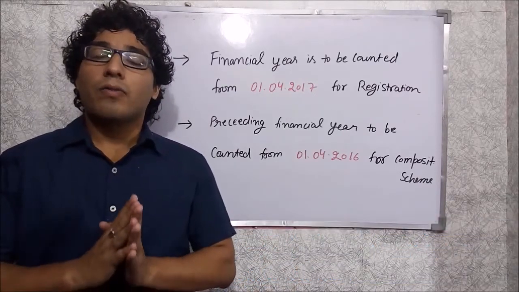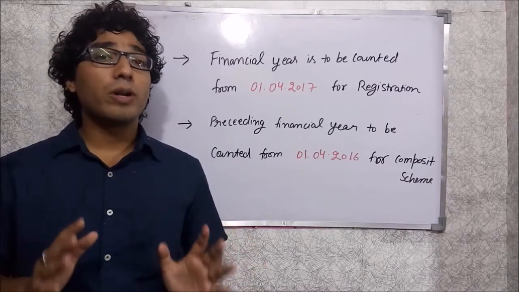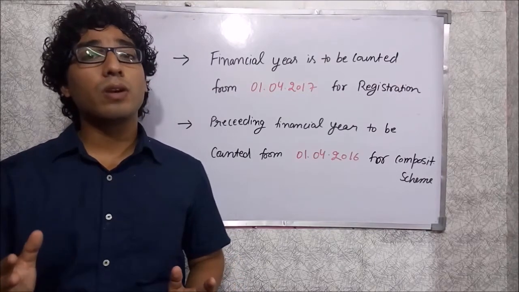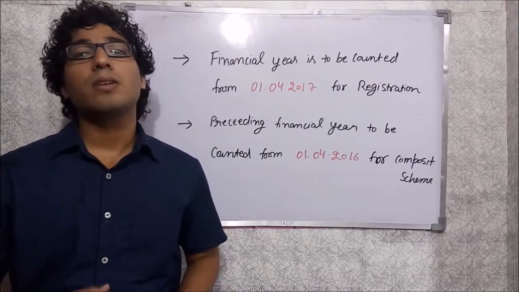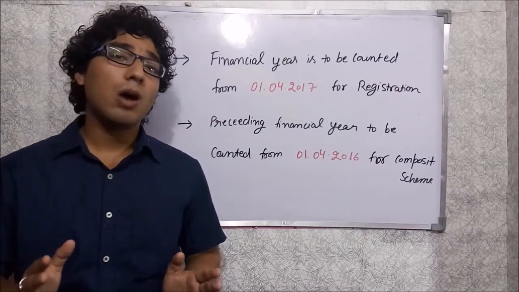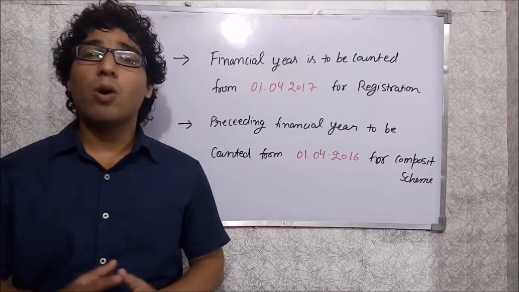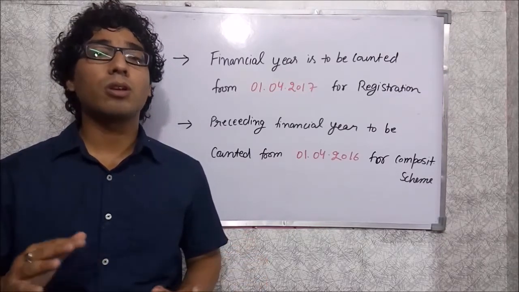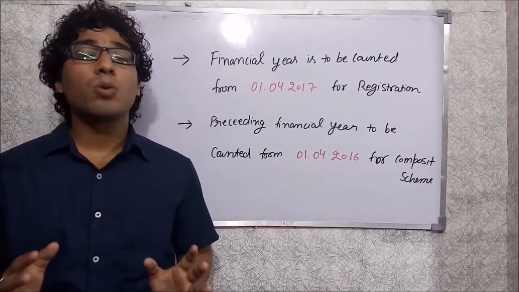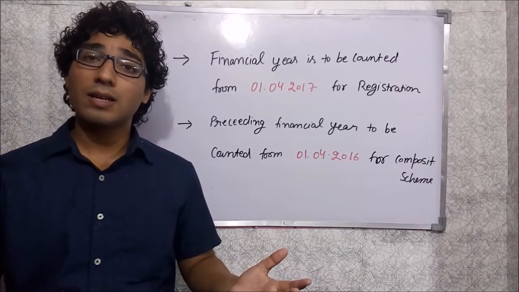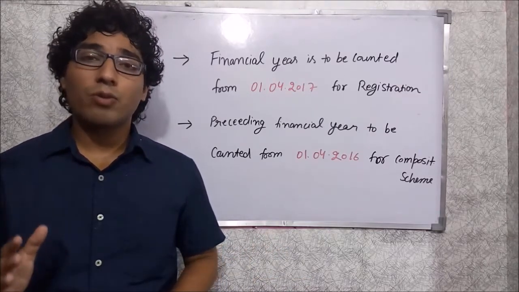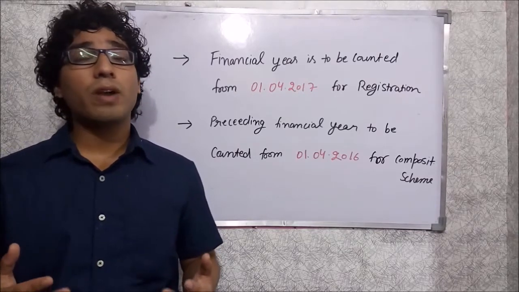So we have learned under section 22 that we have to register under GST if your aggregate turnover in the financial year exceeds 20 lakh rupees. So aggregate turnover in a financial year. So now the question is, what is the financial year? And also under section 10, which is relating to the composition scheme, the composition scheme will be available to those persons whose aggregate turnover in the preceding financial year doesn't exceed 50 lakh rupees. So now the question is, what is the meaning of financial year?